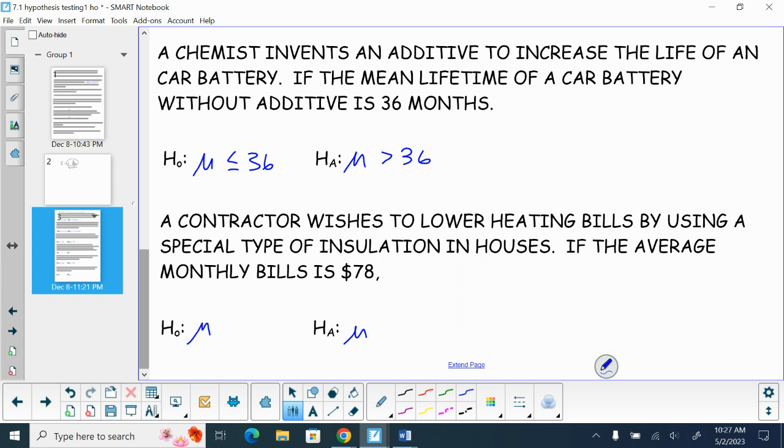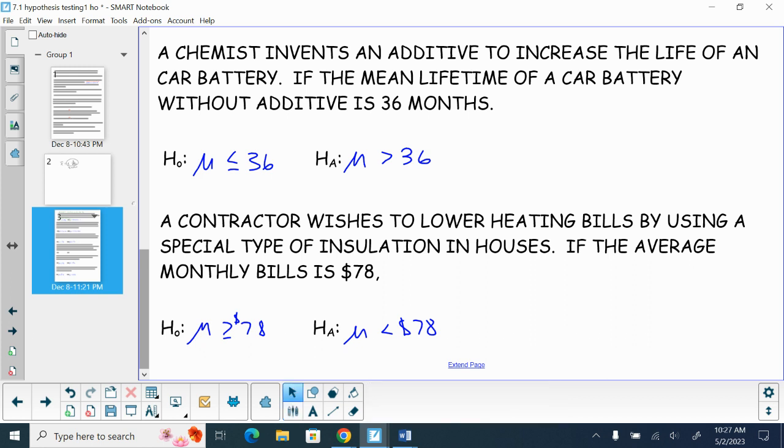A contractor wishes to lower the heating bills by using a special type of insulation. The average monthly bill was $78. Grayson, what would be our alternate hypothesis here? Mean is less than 78. Which means the null then would be what? Greater than or equal to. Okay.